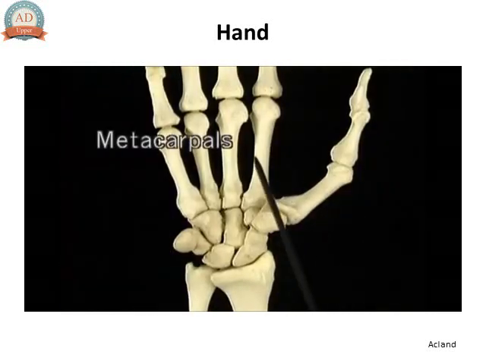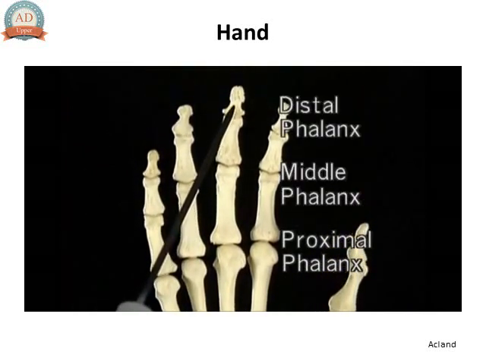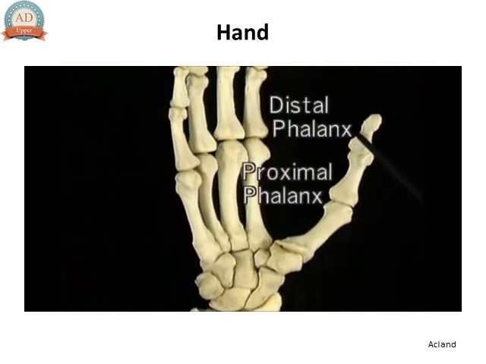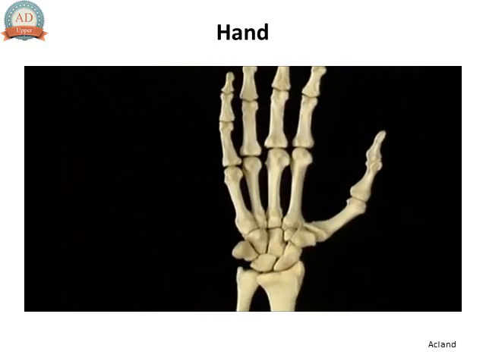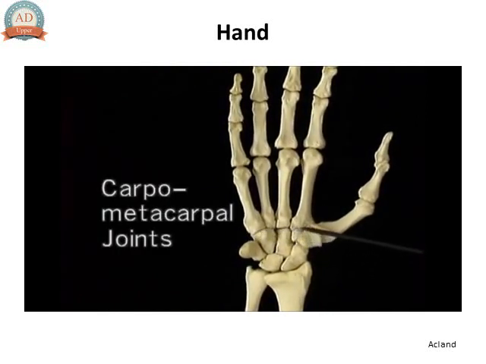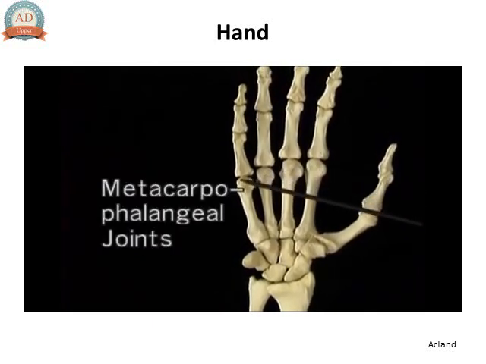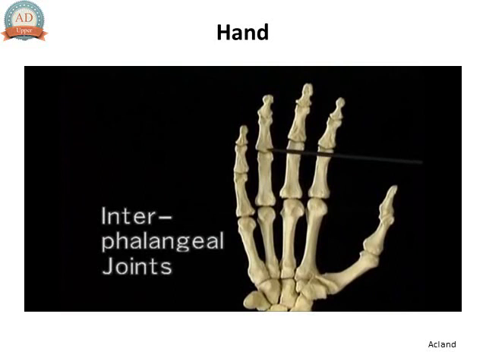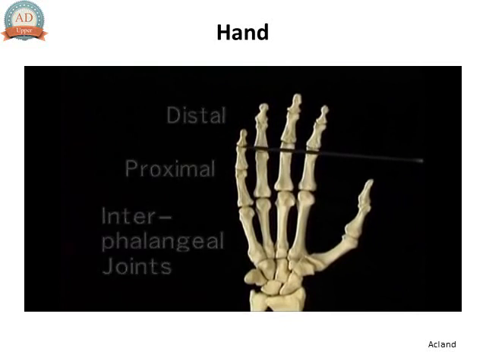Here are the 8 carpal bones, and here are the 5 metacarpals. Each finger has a proximal phalanx, a middle phalanx, and a distal phalanx. The thumb just has 2 phalanges, a proximal phalanx and a distal phalanx. The joints of the hand have long names. The joints between the carpus and the metacarpals are the carpo-metacarpal joints. The joints between the metacarpals and the proximal phalanges are the metacarpophalangeal joints. The joints between the phalanges are the interphalangeal joints, proximal and distal.